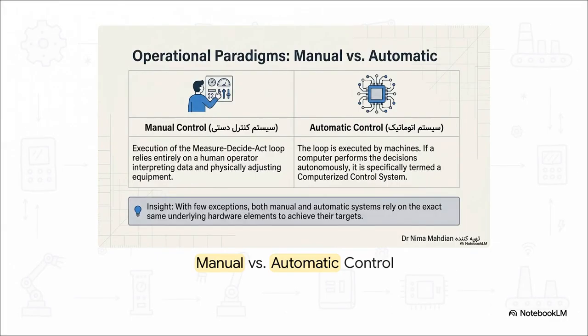Let's compare two different ways to do this. In manual control, a human operator physically stands there, reads a dial, thinks about it, and then turns a heavy wheel by hand. In automatic control, a computer handles that entire loop for us. But here is a really crucial insight for your future careers. Both of these systems usually rely on the exact same physical pipes, tanks, and valves to get the job done. We are simply swapping out the human brain for a microchip. Everything else is pretty much the same.